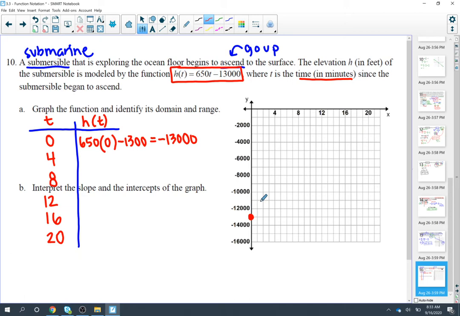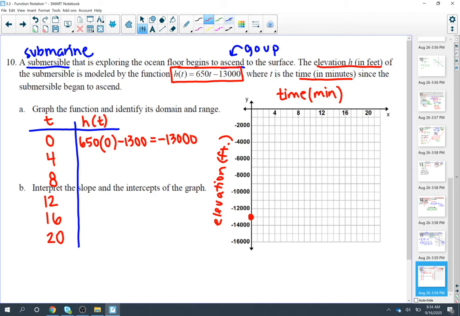So now that I'm looking at this, I'm going to label my graph. This is representing time in minutes. And then this is representing elevation in feet. So my submarine is 13,000 feet below the surface of the water.